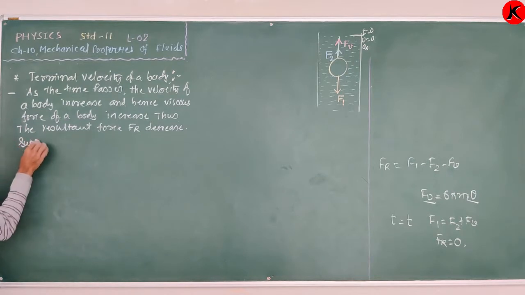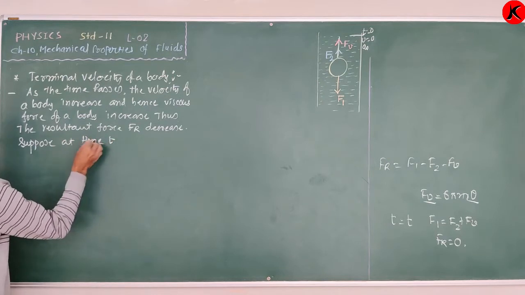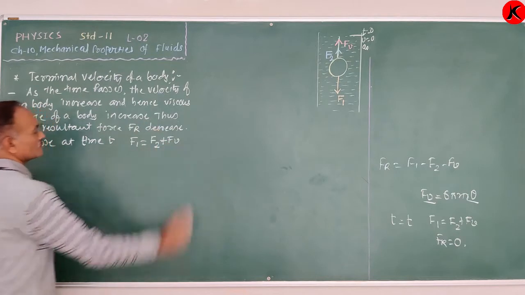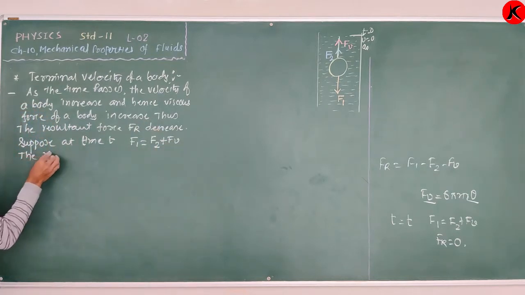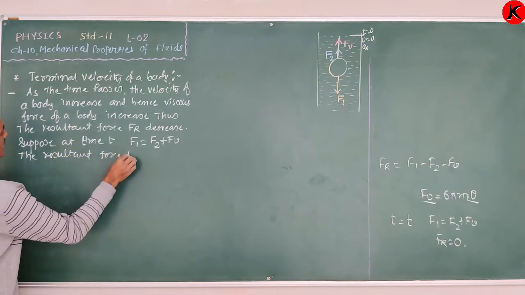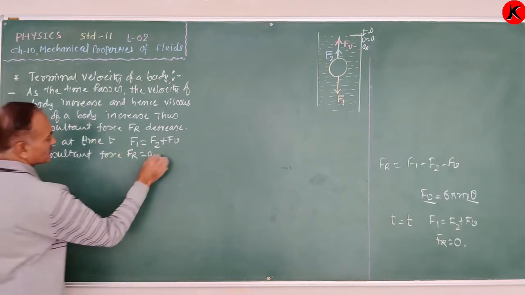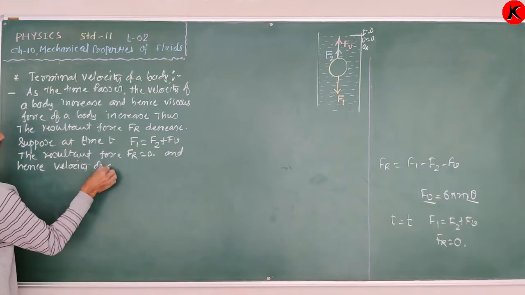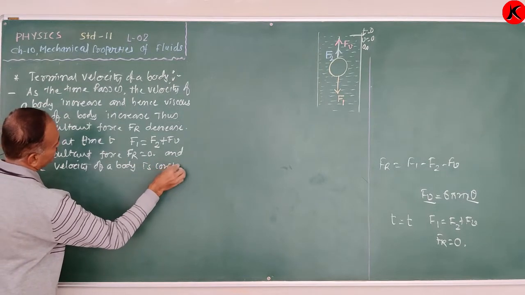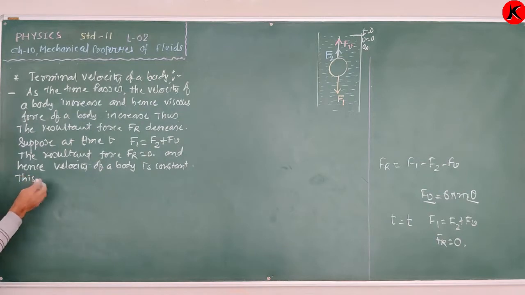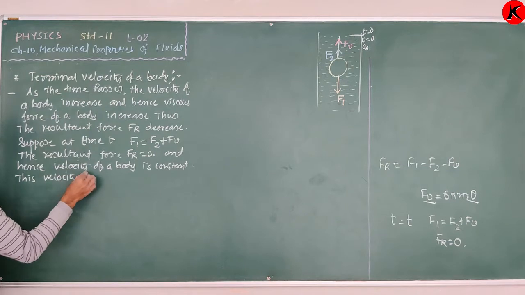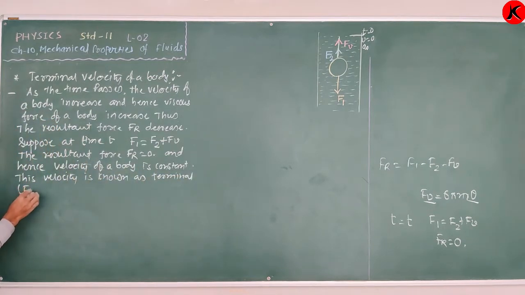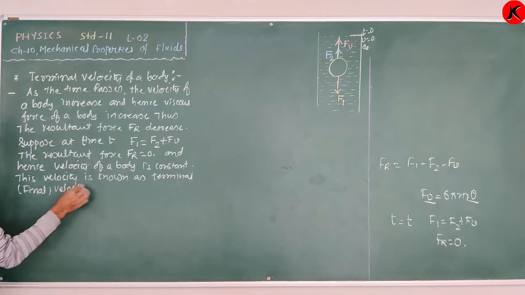Suppose at time t, the downward directional force F1 is the same as the upward directional force. The resultant force becomes 0. Resultant force Fr becomes 0, and hence the velocity becomes constant. The velocity of the body is constant. This velocity is known as the terminal or final velocity Vt of the body.